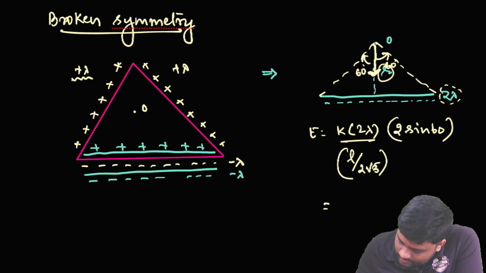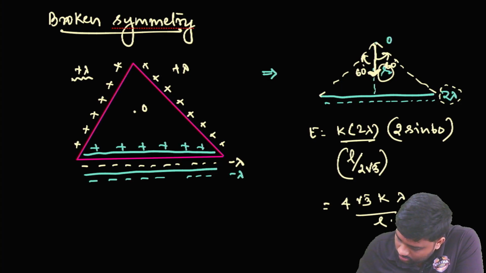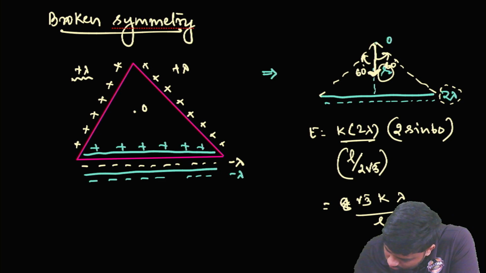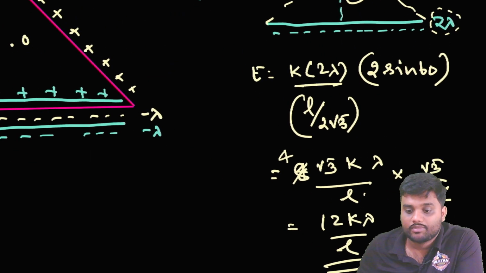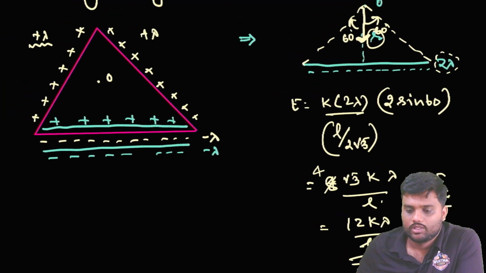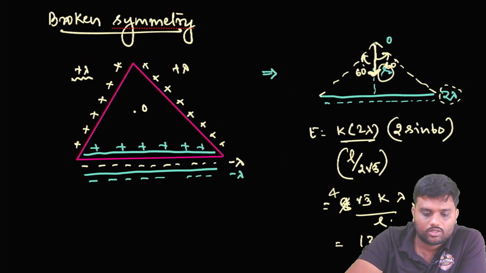That means this is equal to 2 into 2, 4. So wait, 4 root 3 K lambda by L, and here it comes out to be 8 into root 3 by 2. 2 fours are 8, root 3 into root 3 is 3, that comes out to be 12 K lambda by L. Even from this method you can solve it.